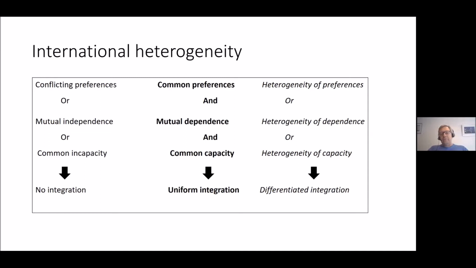integration, where not everybody has to come on board, but those states that have sufficient commonality of preferences and are more interdependent than others, or have the requisite capacities, can agree on integration while either letting other states, for instance, states that have different preferences, opt out, or also by excluding states, for instance, those states that they think do not have the requisite capacity to join in the integration scheme.